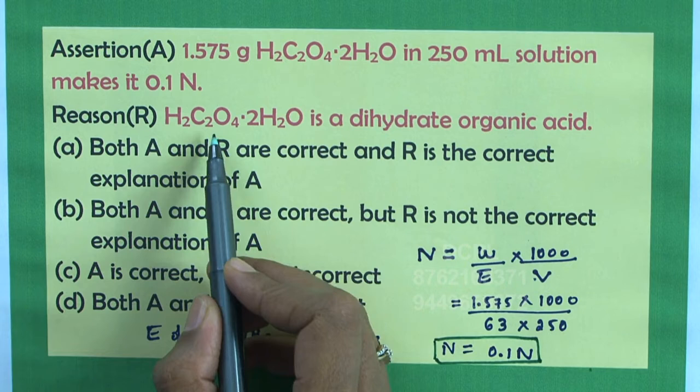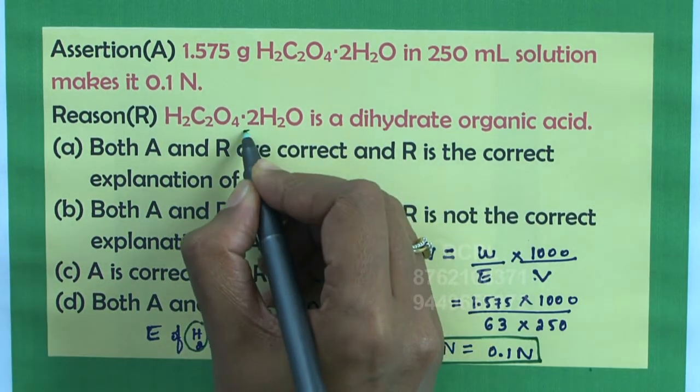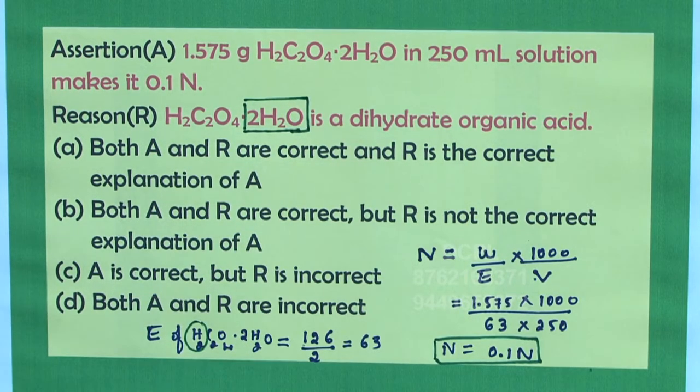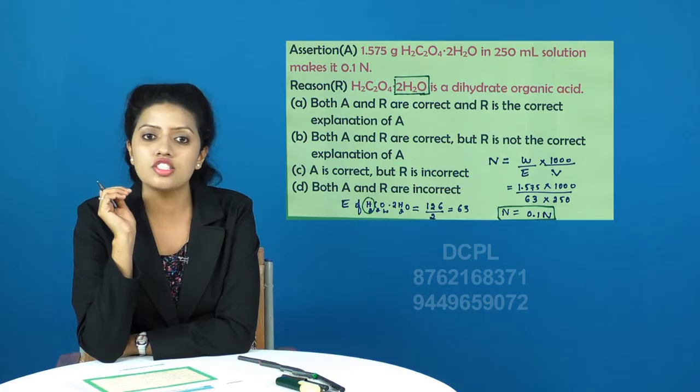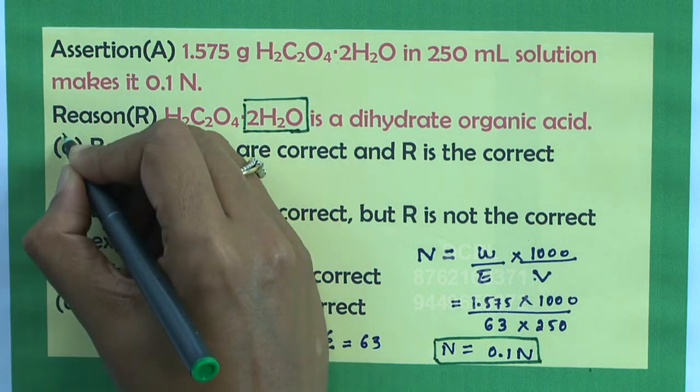The reason is H2C2O4.2H2O is a dihydrate organic acid. Obviously it has 2 water molecules, and it is an organic acid containing 2 molecules of water of crystallization, and hence it is a dihydrate organic acid. Since both assertion A and reason R are correct, and R explains A, the right option is option A.